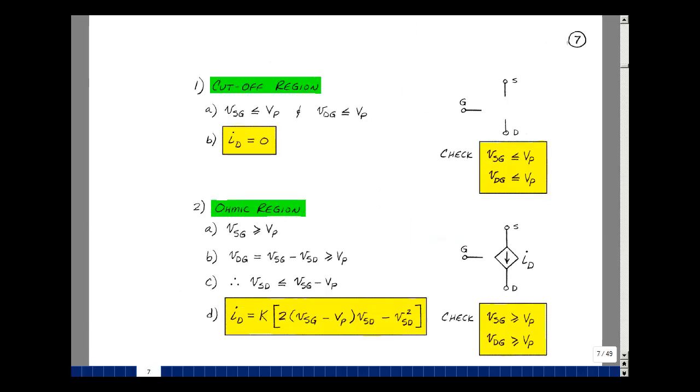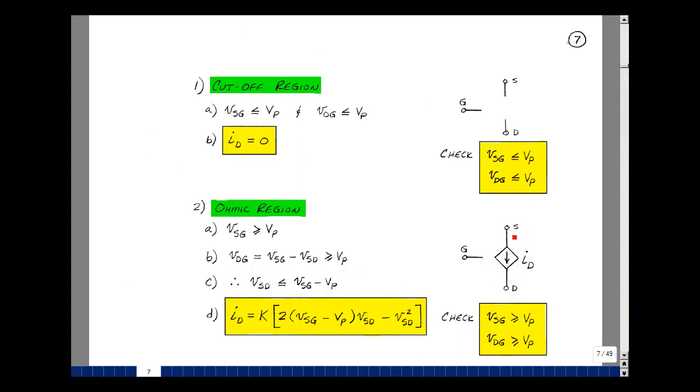If we reverse all voltages and currents in our equations, then our models will be the same if we do likewise. So to be in cutoff, now the source to gate is less than or equal to pinch off, and the drain to gate is less than or equal to pinch off. The drain current is still 0, but now we're reverse biasing the diode from the drain to gate and source to gate. We'll flip the terminals of the source and the drain. We'll have to check that the source to gate and the drain to gate is less than or equal to pinch off. Likewise for ohmic, now the source to gate is greater than or equal to pinch off, and the drain to gate is greater than or equal to pinch off. Our model will be the same.